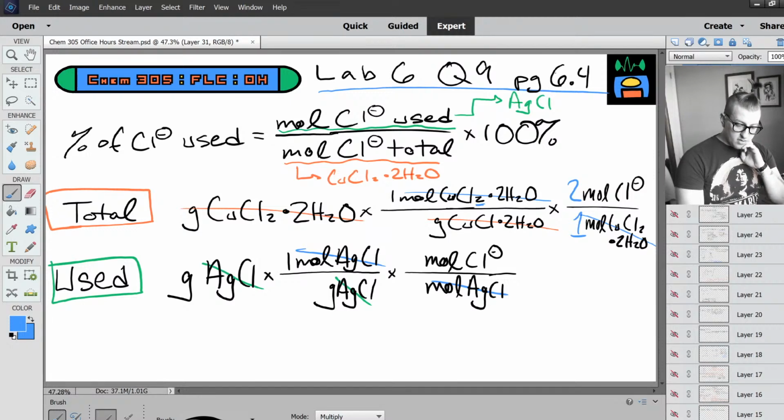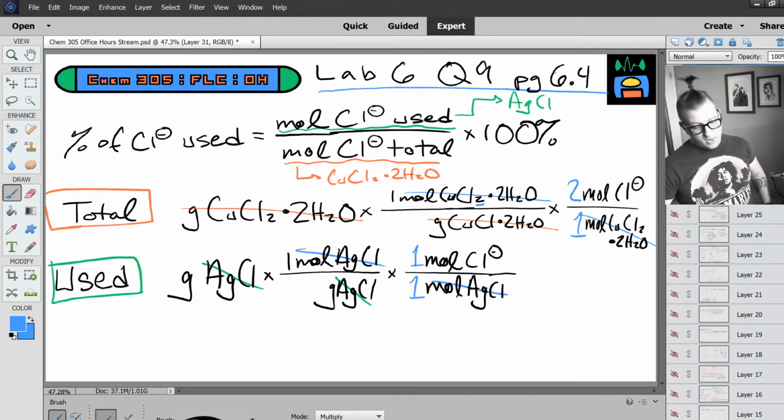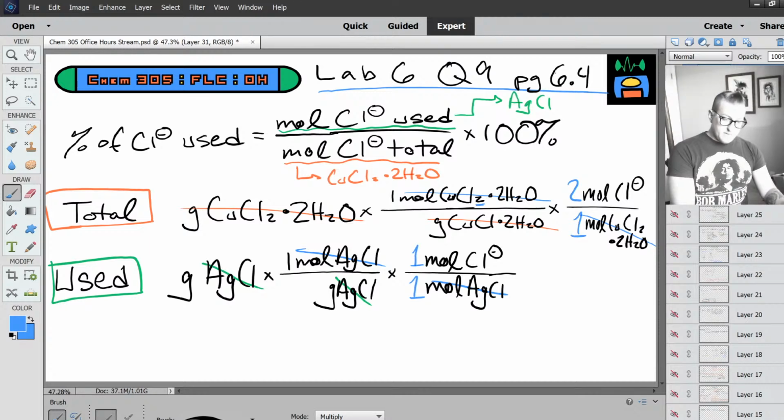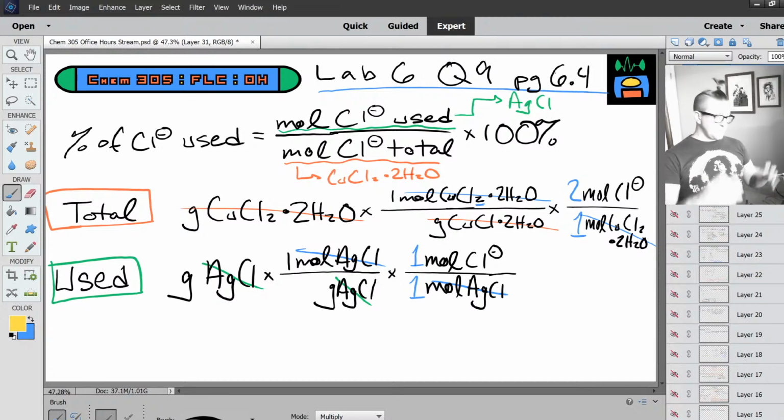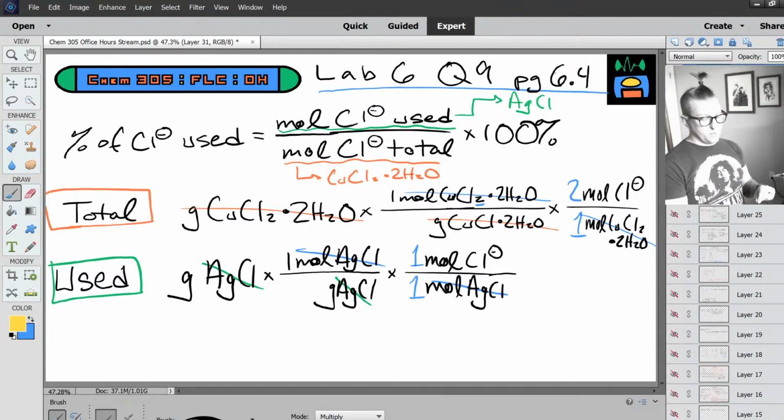And here, in 1 molecule of silver chloride, there is 1 chloride ion, so that is a 1-to-1 mole ratio. So this is the calculation that you follow to find your denominator, the total. This is the calculation you follow to find your numerator, the used, and then you just plug one into the other. And that is how you set this calculation up.